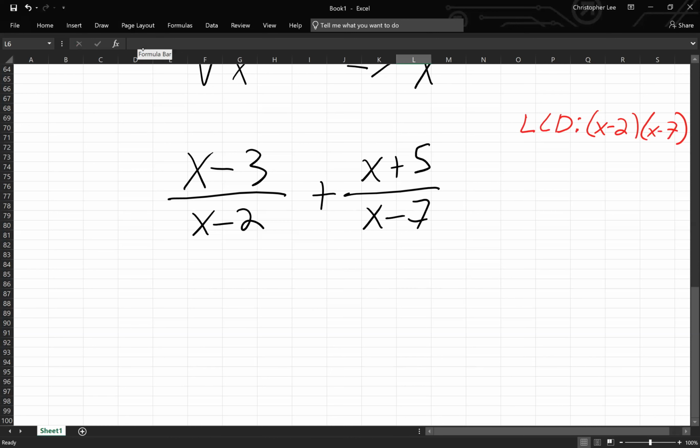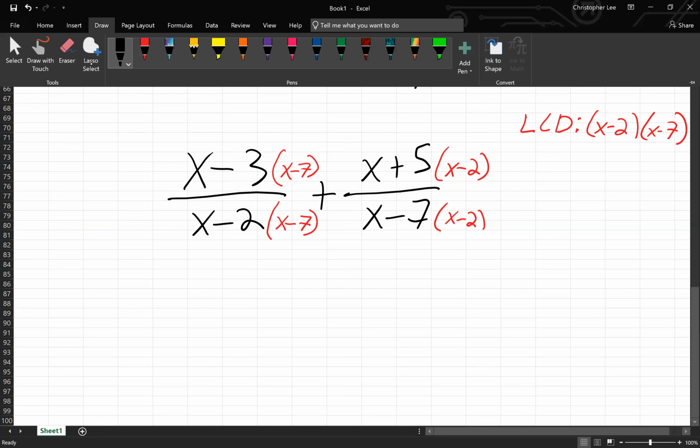So this already has an x minus 2, so I'm going to multiply this by x minus 7. But what I do to the bottom, I do to the top. Over here for the x minus 7, I'm going to multiply this by x minus 2. What I do to the bottom, I got to do to the top. And then after that, just do the math, straightforward, right?